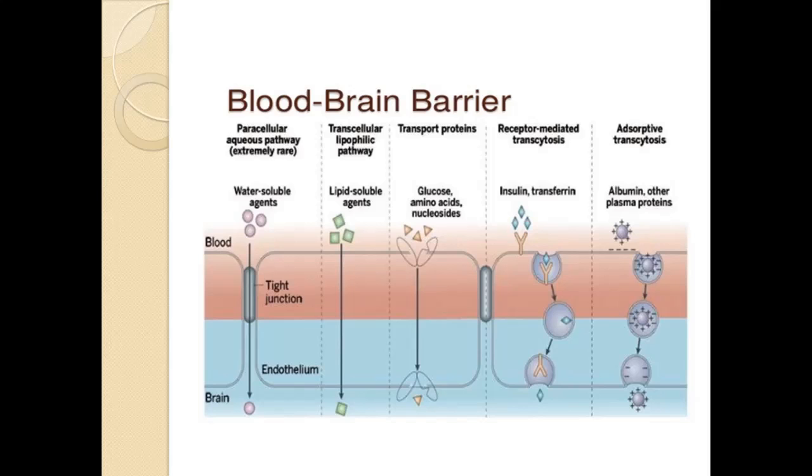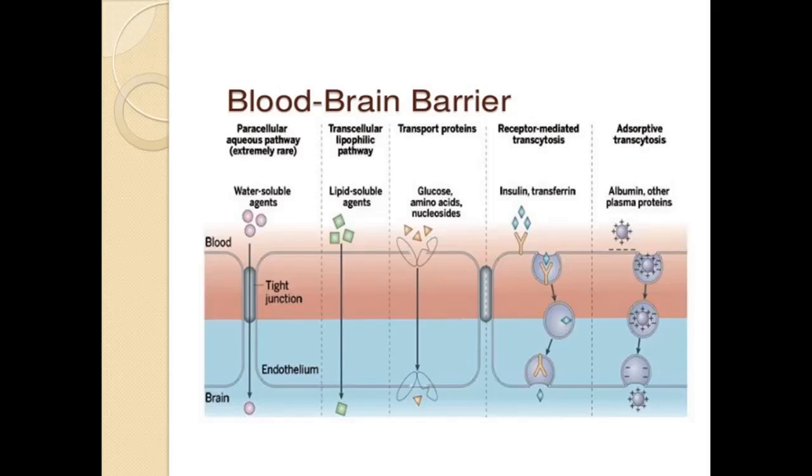Whereas in adsorptive transcytosis, the binding agents are albumin and other plasma proteins. The drugs or the compounds will get bound to them, and again it will form a membrane around itself, cross through the blood-brain barrier, and later it will get discharged into the brain. This is about the blood-brain barrier.